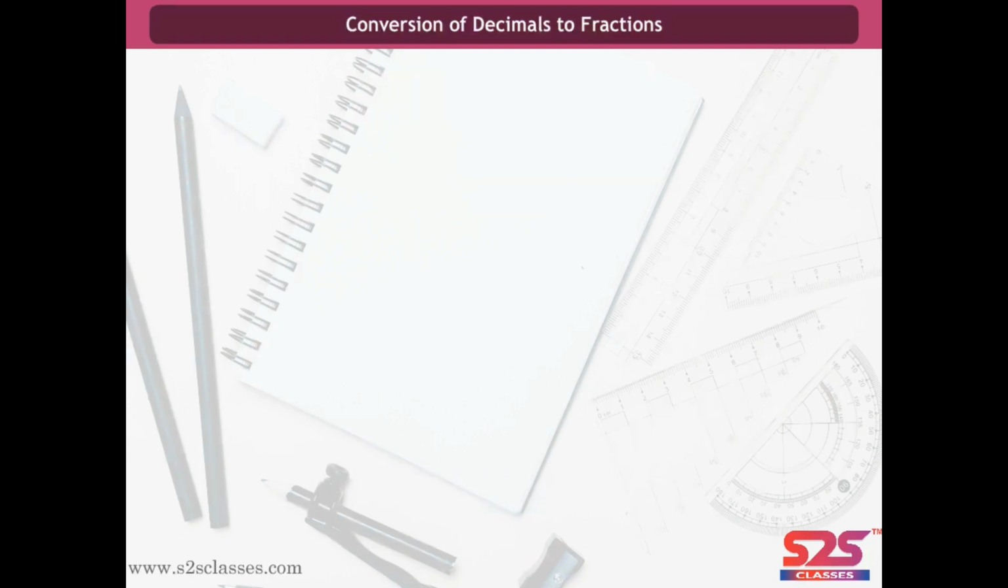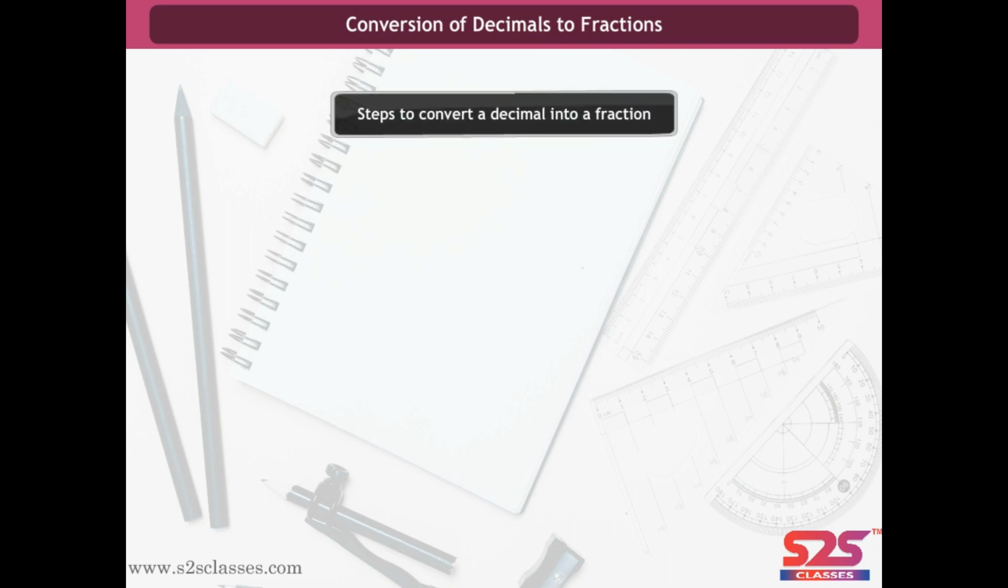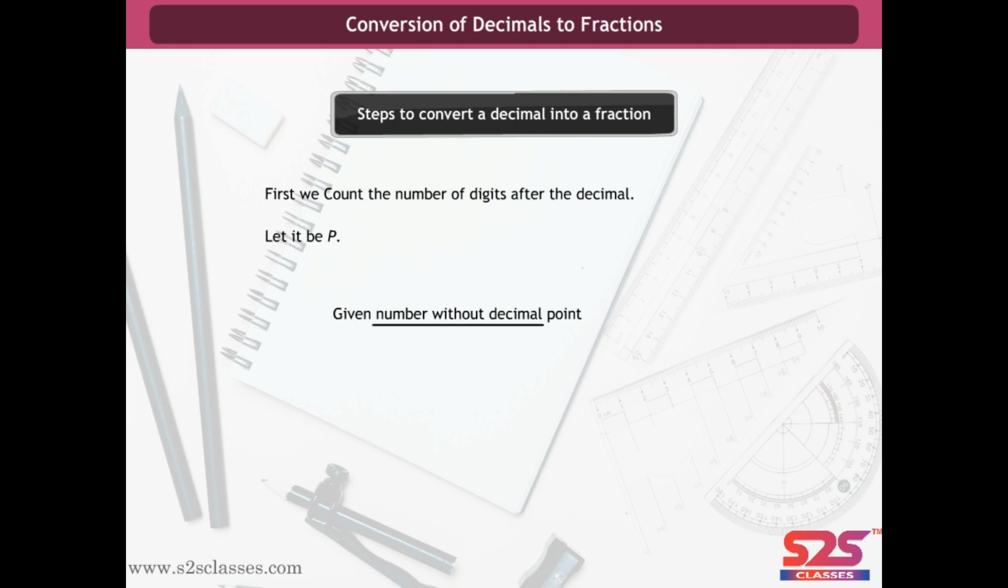Conversion of decimals to fractions. We know how to convert decimals into fractions. Let us look at the steps to convert a decimal into a fraction. First, we count the number of digits after the decimal point. Let it be p, and write the fraction as the given number without the decimal point divided by 10 raised to the power p, and then reduce the fraction to its simplest form.